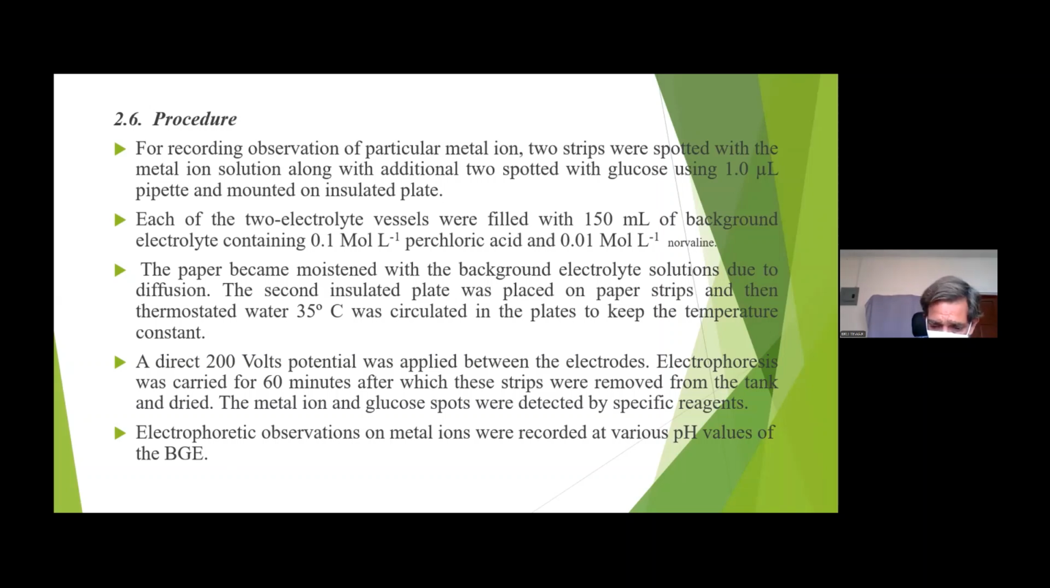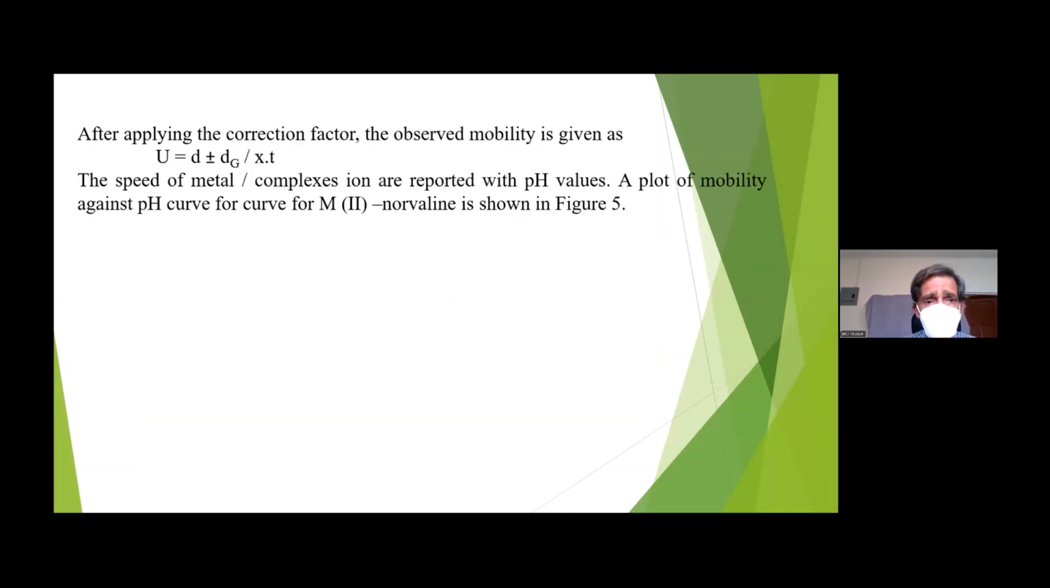After applying the correction factor, the observed mobility is given as U = (d ± dg)/(X t), where U is the overall mobility, d is the movement of the metal ion spot, dg is the movement of the glucose spot, X is the potential gradient, and t is the time of electrophoresis. In this case, time is 1 hour, and X is the potential gradient, which is calculated as applied voltage upon the length of the paper strip.